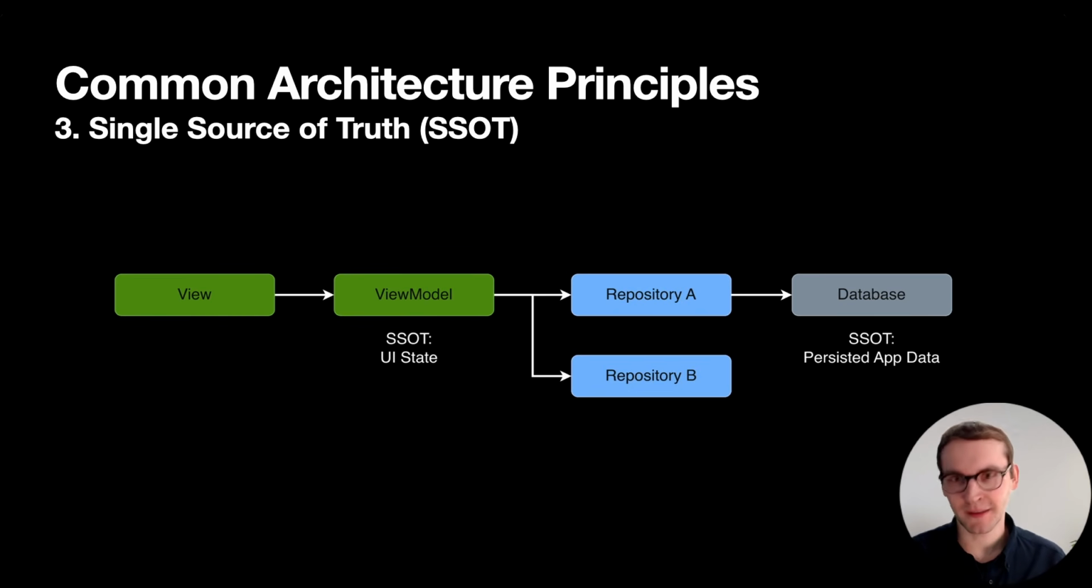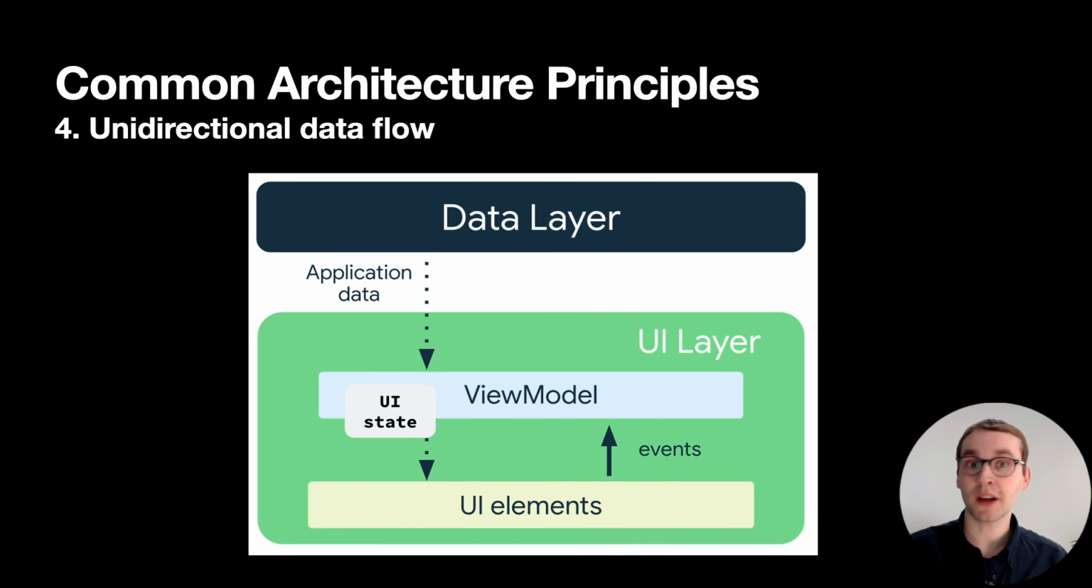In mobile apps, the ultimate single source of truth for persisted app data is the database. A view model is the single source of truth for the UI state relevant to each specific screen. And for remote data system level, the server obviously is the single source of truth, so local caches must be synchronized properly. Okay, next one, unidirectional data flow.